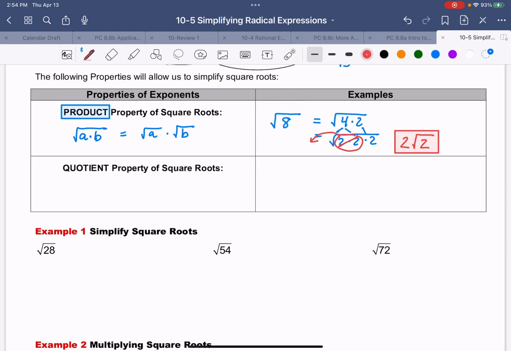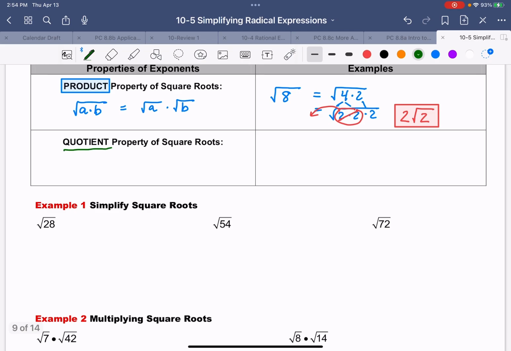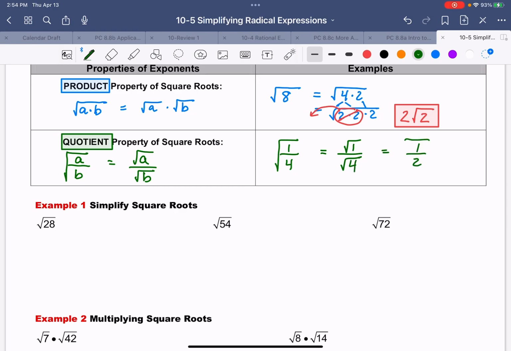Now we have our quotient property of square roots. That just means that if I have a quotient, something divided under a square root, I can break it up. An example is if I have 1/4, I can break that up into the square root of 1 over square root of 4, which is 1 over 2. It'll get a little more complicated as we go along, but we can apply that rule.